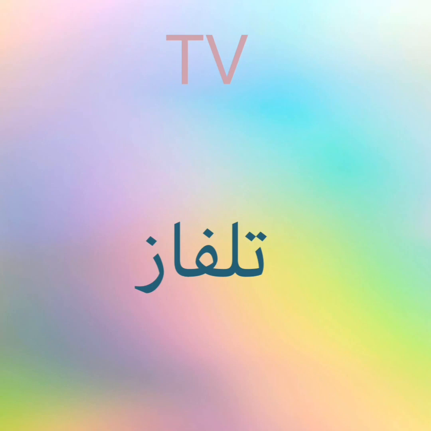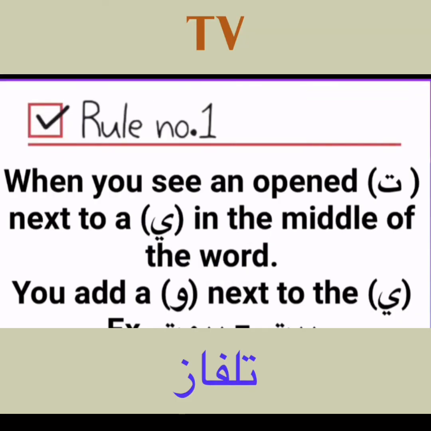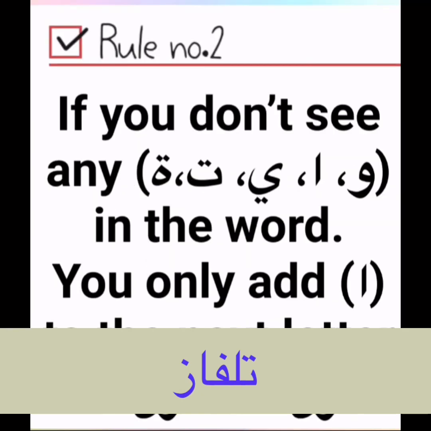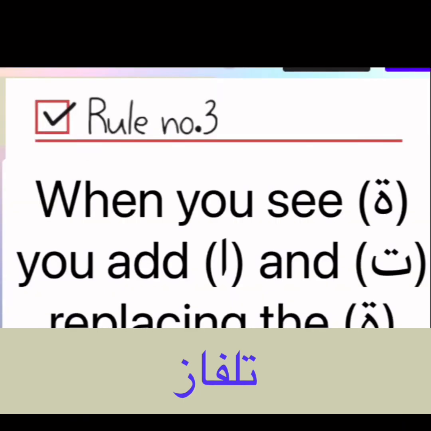We would follow rule number 1. Rule number 1 is all about if you see an open ta right after a ياء. Do we see this? No, we don't. So let's move to rule number 2 then. Rule number 2 is when you don't see any واو ألف ياء تاء مفتوحة. No, we do see a تاء مفتوحة. It is right at the beginning of the word تلفاز. So rule number 2 can't be applied here. Let's move on to rule number 3 then.